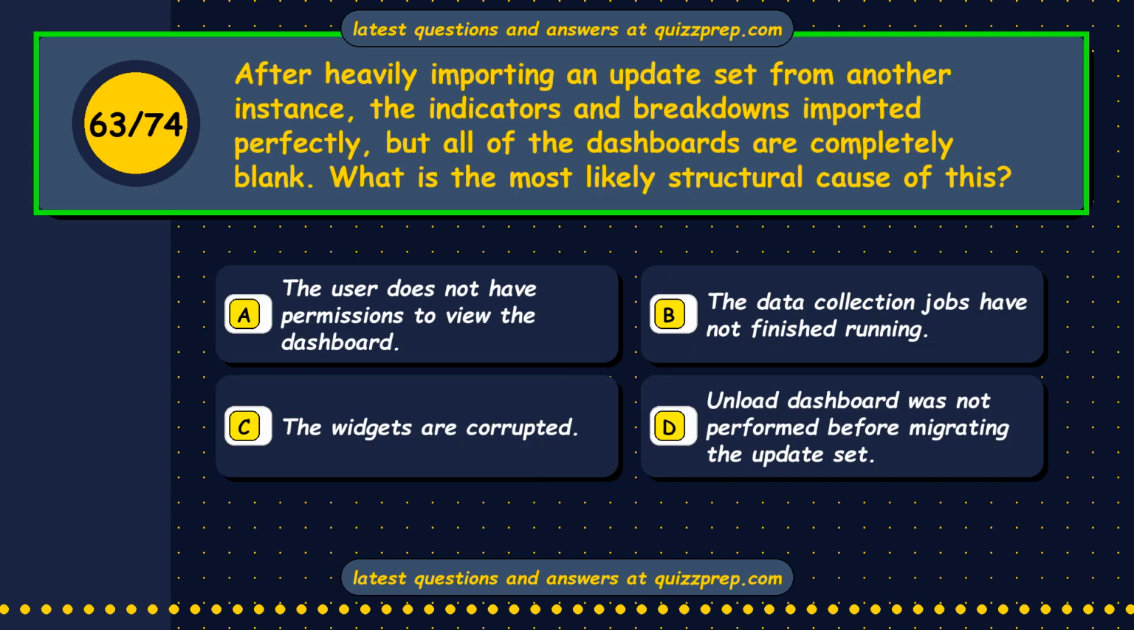Question 63. After heavily importing an update set from another instance, the indicators and breakdowns imported perfectly, but all of the dashboards are completely blank. What is the most likely structural cause of this?